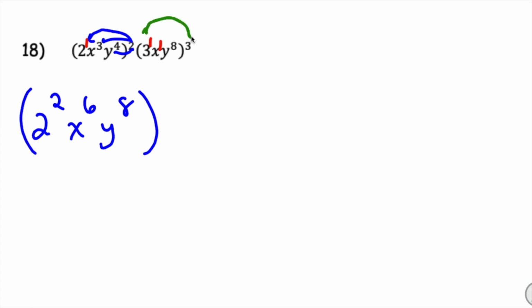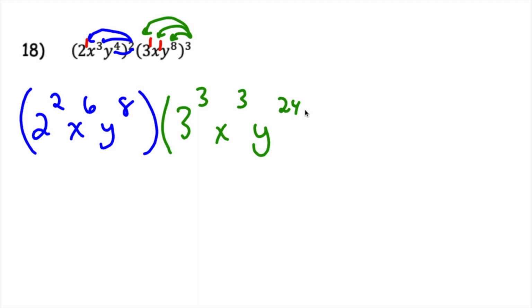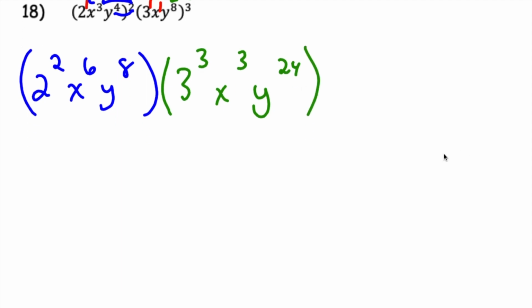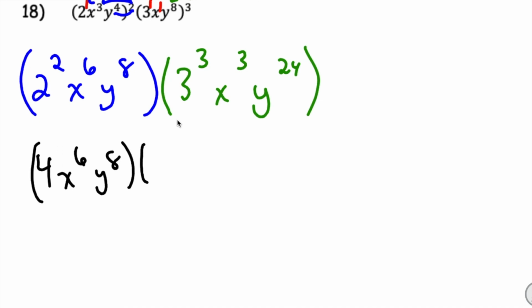3 times 1 is 3, so I have 3 to the 3rd. 3 times 1 again is 3, so I have x to the 3rd. And then 3 times 8 is 24, so I have y to the 24th. Big numbers. All right, let's deal with our numbers first, right? So let's take care of those, and then we'll work on our x's and y's. So 2 squared is 4. I'm going to recopy the rest of this. 3 to the 3rd, that's 3 times 3 is 9, times 3 is 27. X to the 3rd. And y to the 24th.